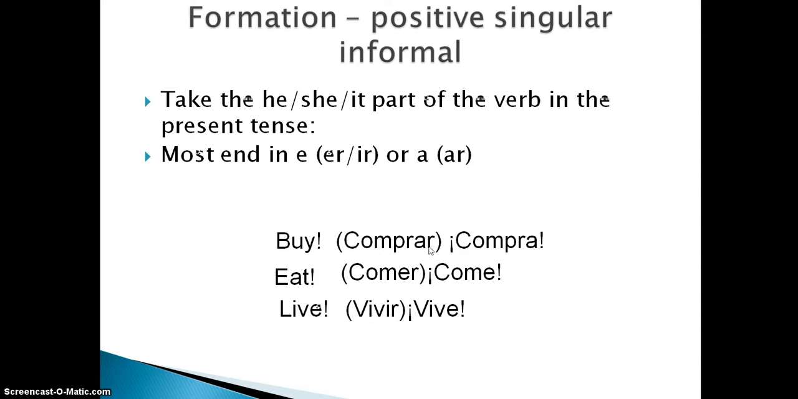Now those are regular ones. There are a few irregular ones. There's a couple here that I'm going to give you. Hacer is to do, or make. So haz would be do or make. Poner, to put, would be pon, which means put. Okay, and if you ever look at your grammar notes, you should be able to get a list of the other ones. So that's positive singular informal.